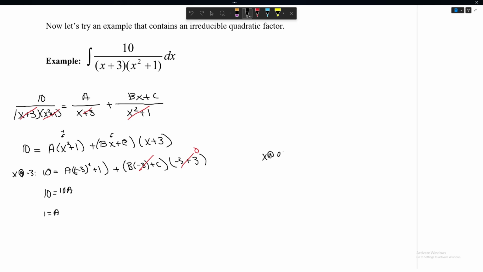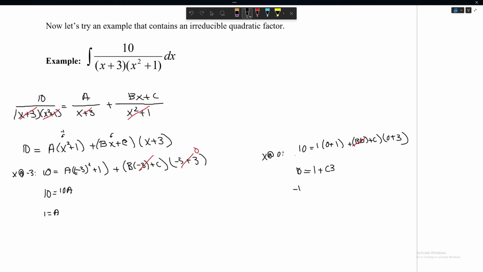And so I'm going to set my x to 0, and all I'll get is 10 equals my a is 1, times x squared, I set it to 0, plus 1, right? Plus, now I get b times 0 plus c, 0 plus 3. And you see, now I canceled out this. 10 equals 1 times 1 is 1, plus c times 3. And now taking my 1 to the other side, I'll get negative 1.